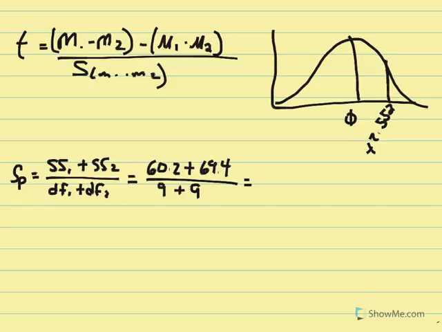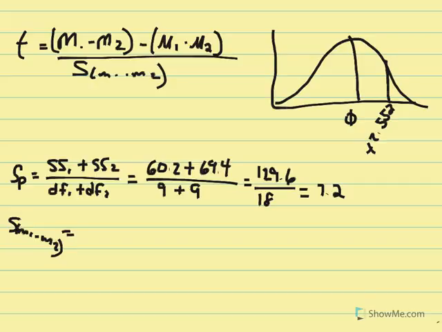60.2 added to 69.4, we get 129.6, divided by 9 plus 9 is 18. And now we have a pooled variance, so 129.6 divided by 18, we get 7.2. Now using that, we can calculate our estimated standard error of the mean difference.